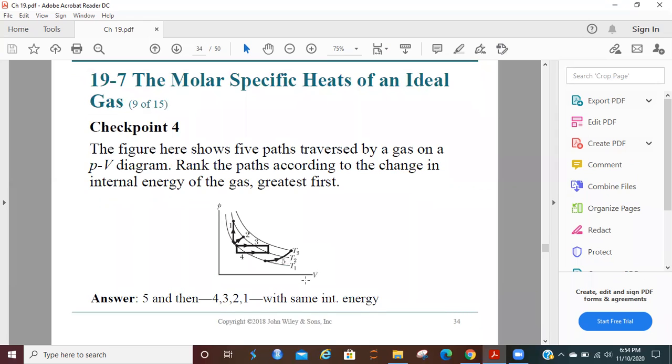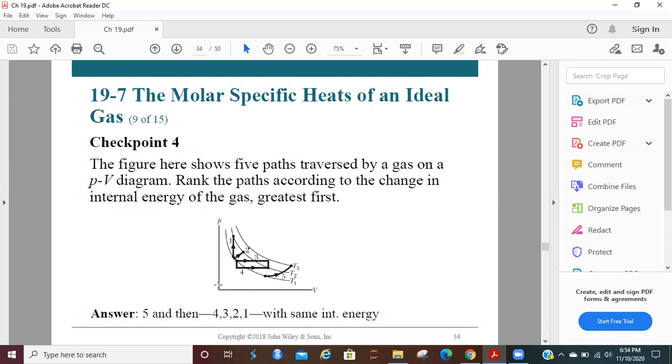So for this particular checkpoint, the figure here shows 5 paths that are traversed by a gas on a PV diagram. Rank the paths according to the change in internal energy of the gas, greatest first.